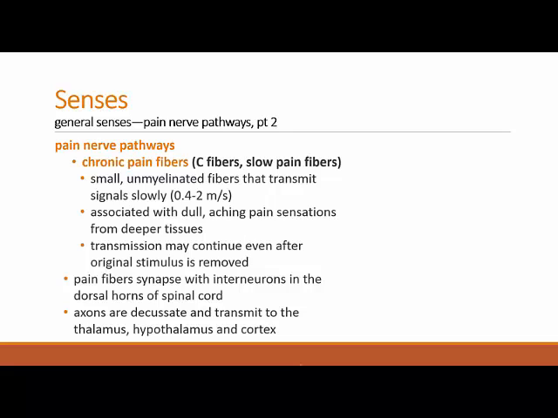Regardless of whether it's chronic or slow pain, all pain fibers synapse with interneurons in the dorsal horns of the spinal cord, and their axons decussate, and then they transmit on up the spinal cord, through the medulla, the pons, and into the thalamus, the hypothalamus, and then onward into the general sensory cortex of the brain.